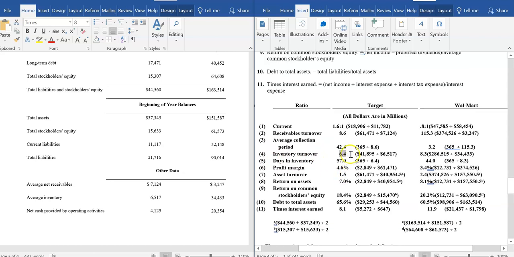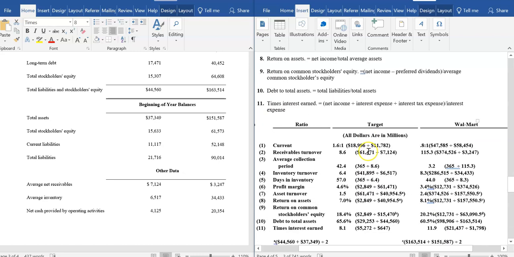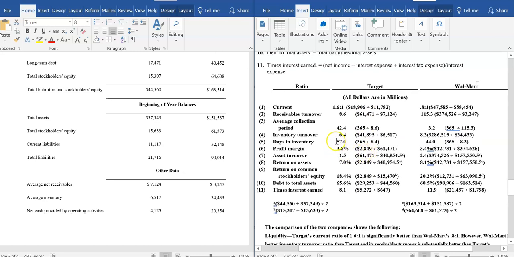Days in inventory measures how many days the inventory sits around before it is sold. It is 365 days divided by the result from our inventory turnover ratio. Here we're seeing that Target's days in inventory are 57, whereas Walmart's are 44. So Walmart has their inventory on hand a little less number of days than Target does.